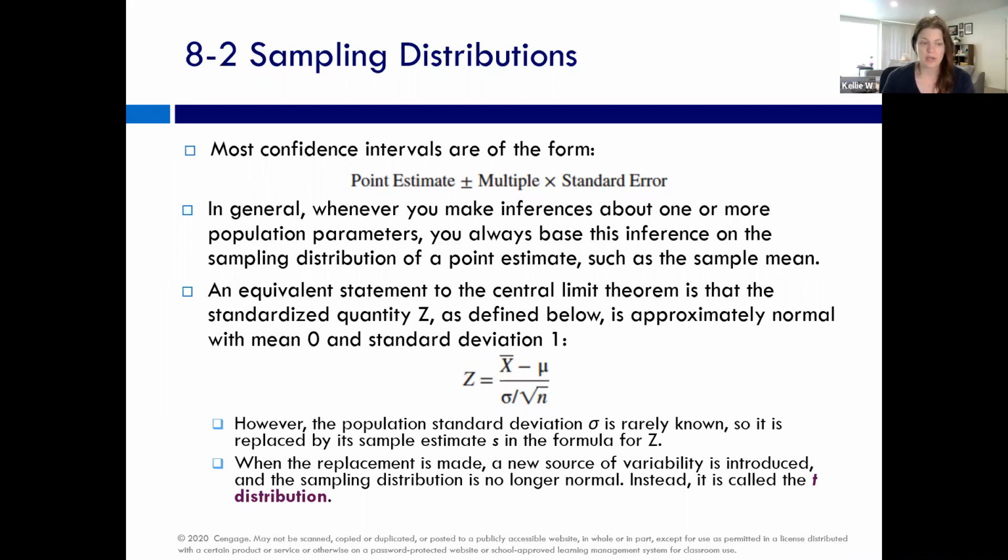However, when we don't know the population standard deviation, we have to replace it with the sample estimate. And so that sigma right here gets replaced with S, which means we're looking at the sample estimate instead of the population estimate. And when we do that, we introduce an additional source of variability. And so instead of our sampling distribution being normal, it's now called a T distribution.